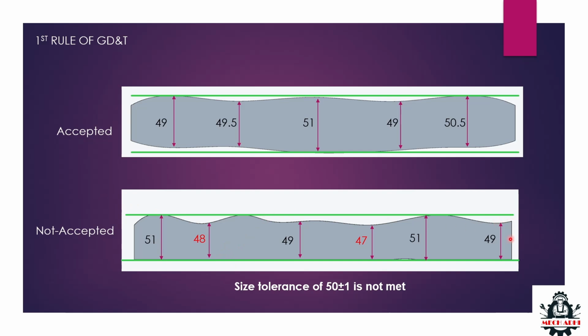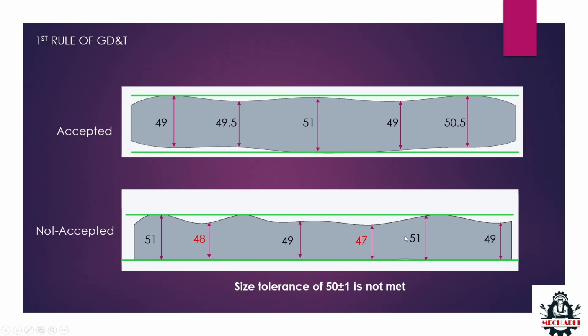Although it lies within the MMC zone, the size tolerance is not met. If you remember the previous picture which showed 50 plus or minus 1, the part can float only between 49 and 51. It cannot go to 47 or 48. So the first rule of GD&T does not imply that all dimensions within MMC are qualifiable. No, not like that. Only if the part is within the size tolerance and also within the perfect form at MMC can it be qualified as an acceptable part.